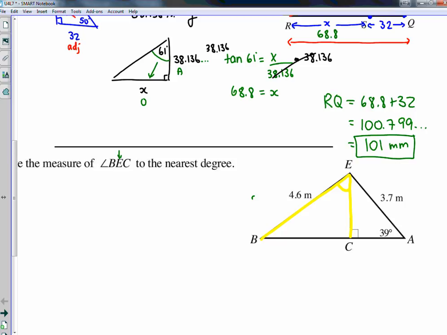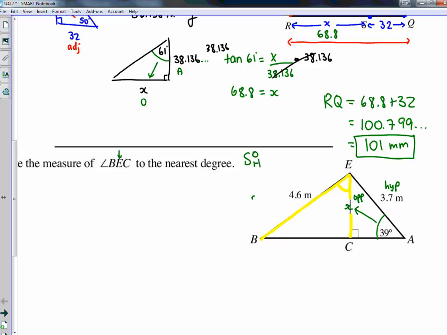EC, because that's what they share. So we're going to solve for EC. We'll call this X. Okay? Solve for EC here, X. Okay, what's X called? Opposite. What's 3.7? Hypotenuse. SOHCAHTOA. The one with O and H is sine.